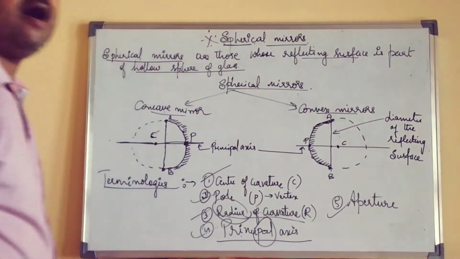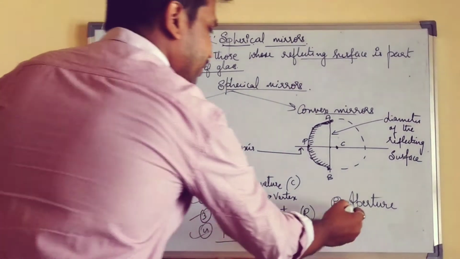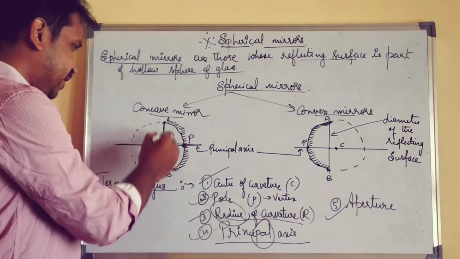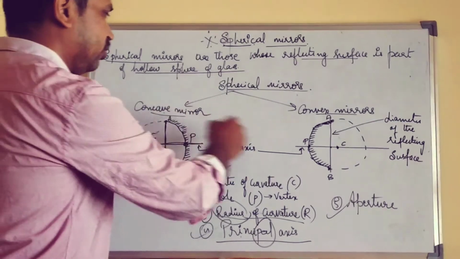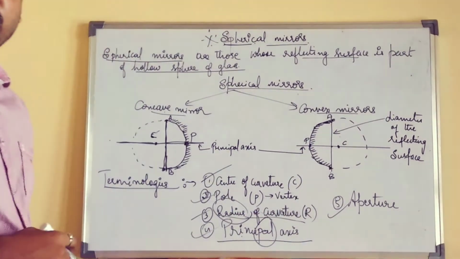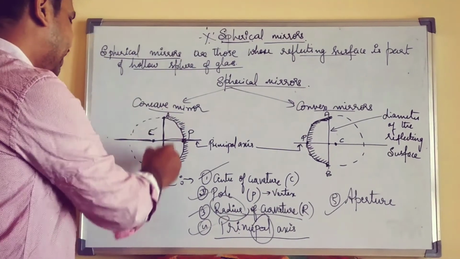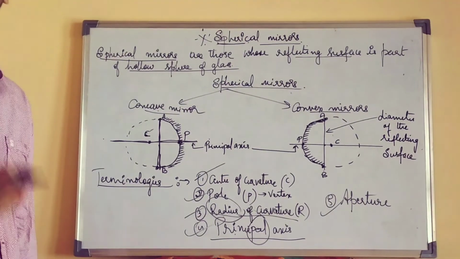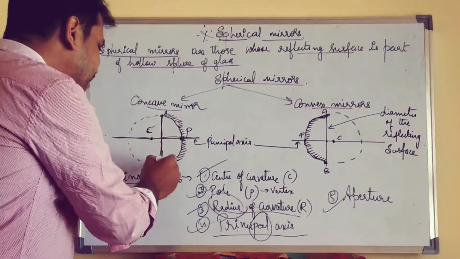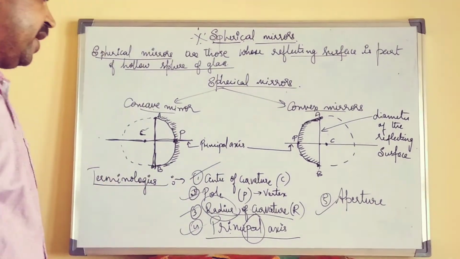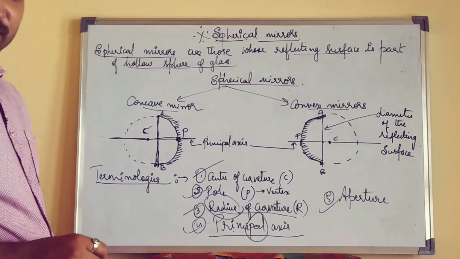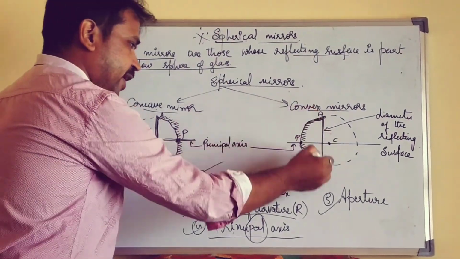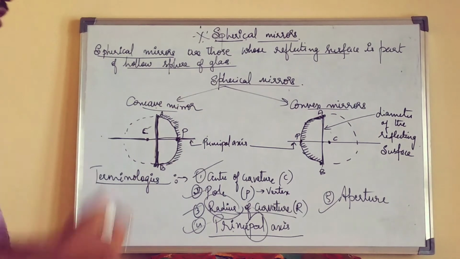Next comes the aperture. You can see here this line AB, in both concave and convex mirrors, is called the aperture. What is this line AB? In a circle, the longest line is called the diameter. So the diameter of the spherical mirror, that is AB, is called the aperture.